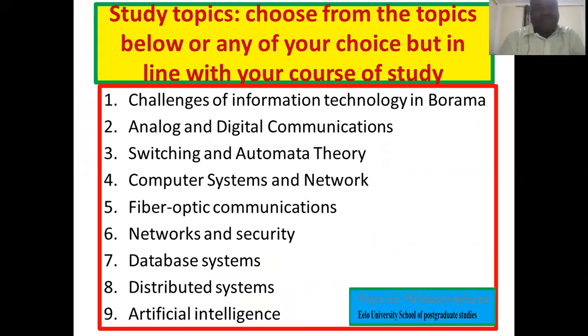Now, having that in mind, I suppose all computer science class, you can choose from the topics below or any of your choice, but in line with your course of study. And there you are. You go to the field and collect data.